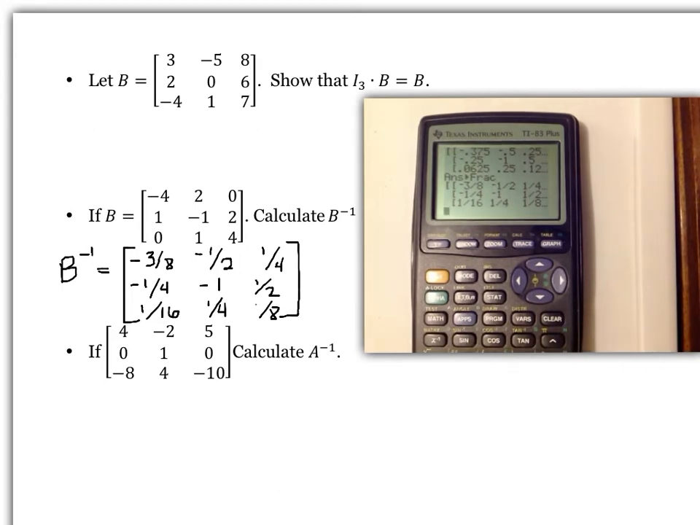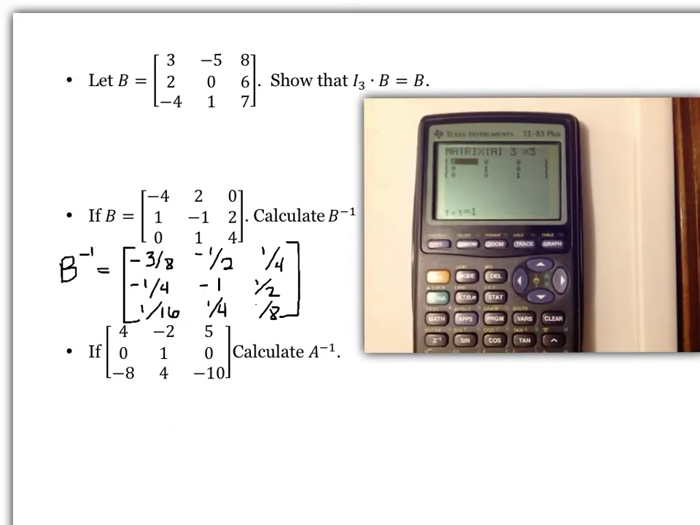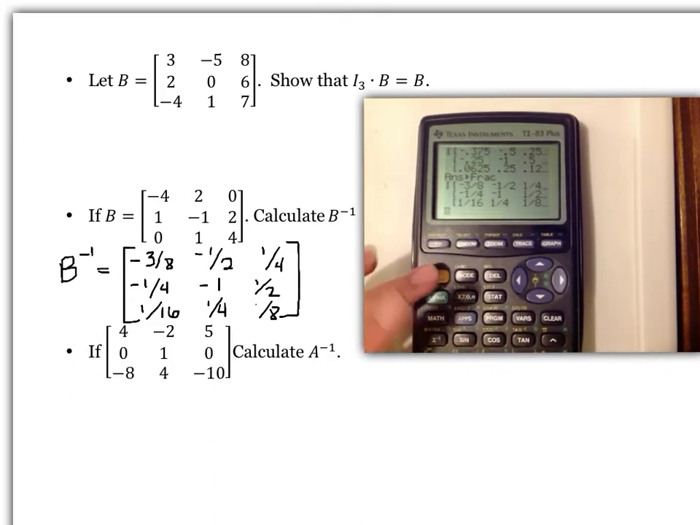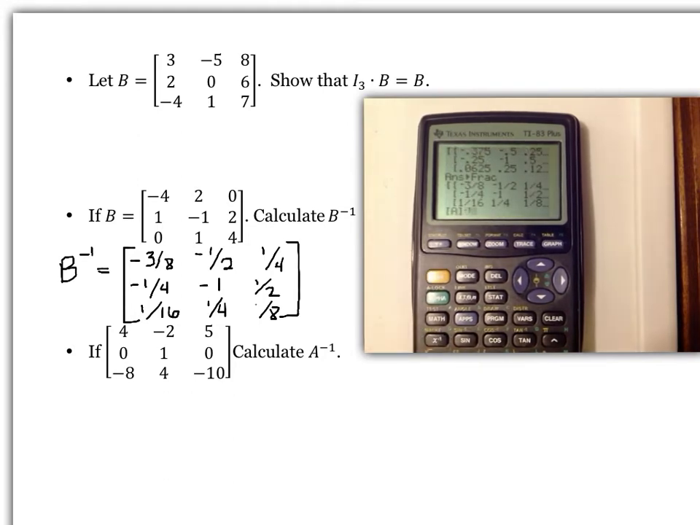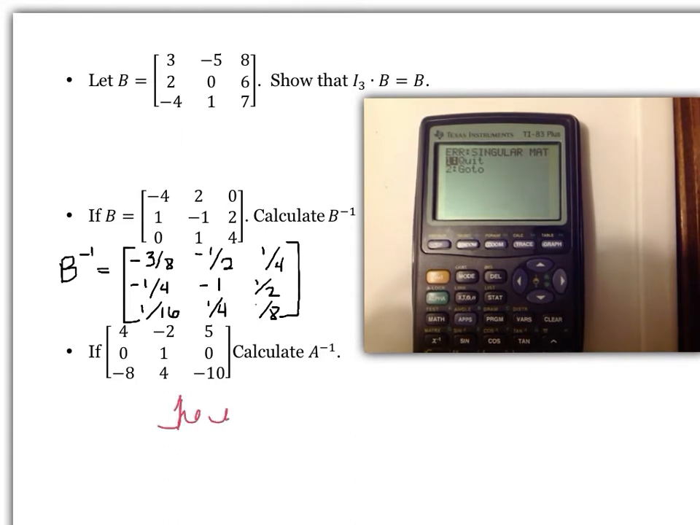Finally, we're given another matrix, and we're asked to calculate the inverse of that. So this would be matrix A. So I will edit matrix A, enter in my values, and I calculate the inverse. So matrix A inverse, this gives us an error. When you get this error, there is no inverse. So we can say the inverse does not exist.